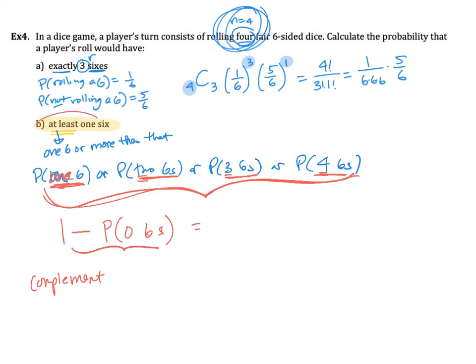The only thing that's not at least 1 6 is 0, so I'm going to do 1 minus the probability of rolling no 6s. That's 1 minus, well, no 6s means there's a 5/6 chance 4 times, right? My probability of not rolling a 6 is 5/6. I'm going to do that 4 times in a row, so it's 5/6 times 5/6 times 5/6 times 5/6. So then you could calculate your answer.